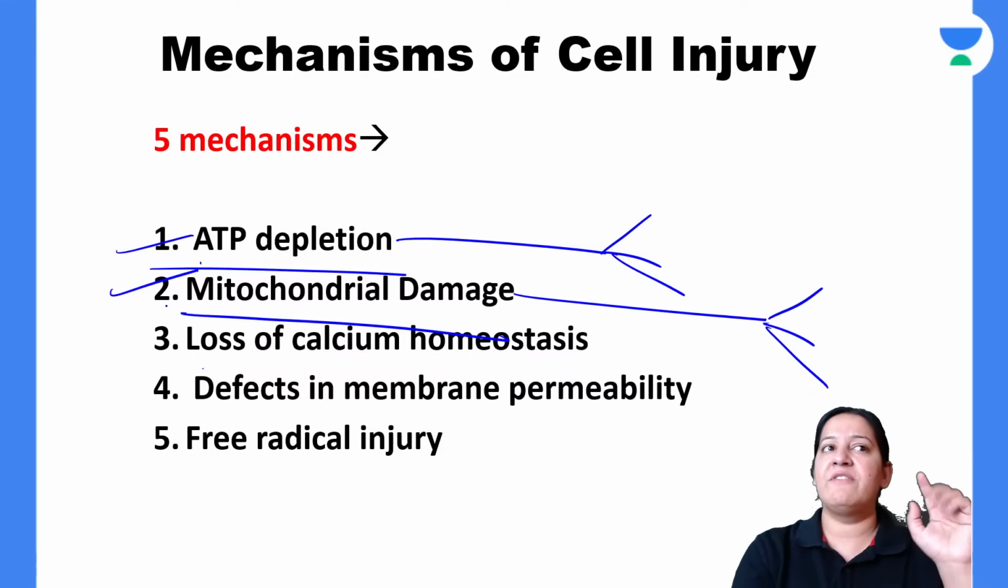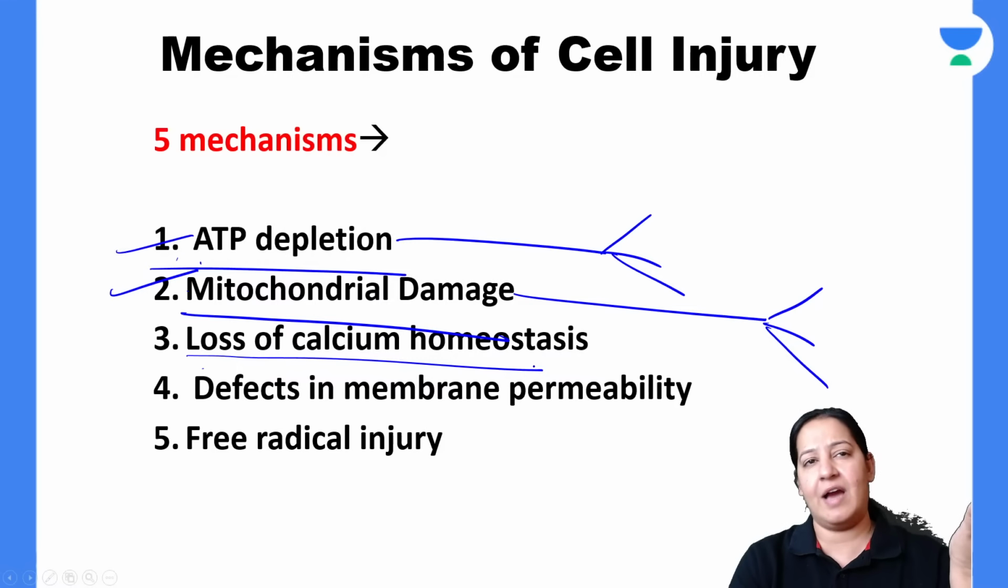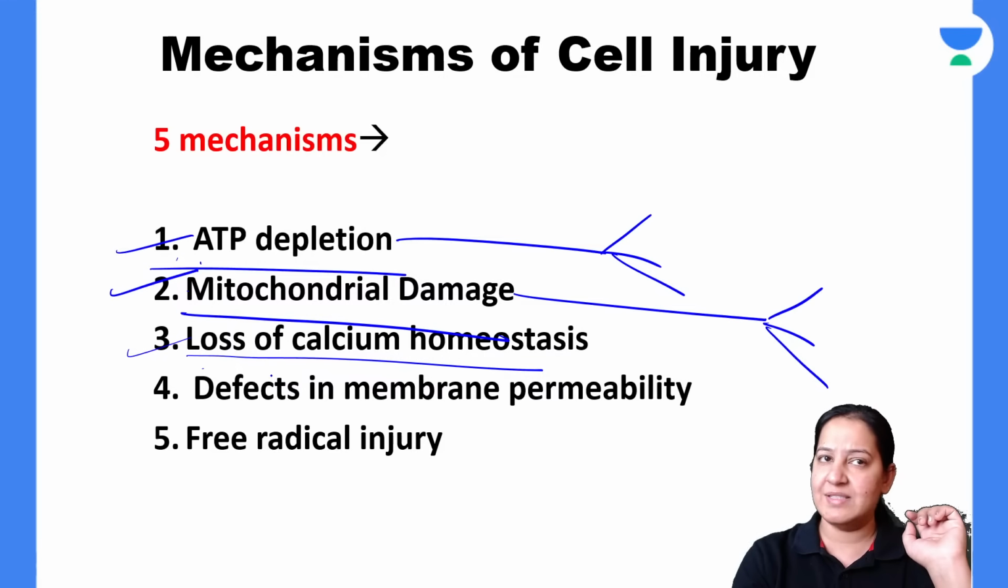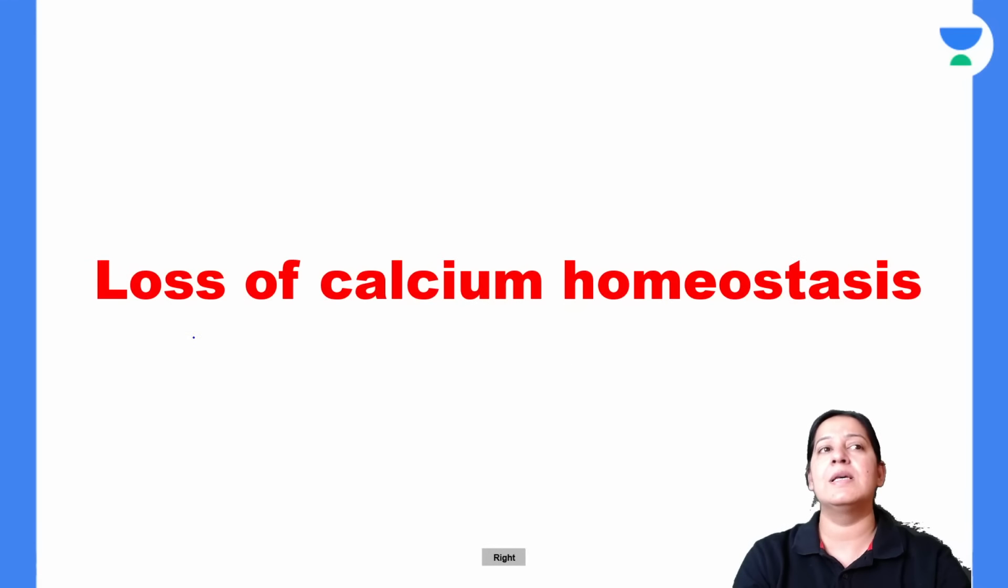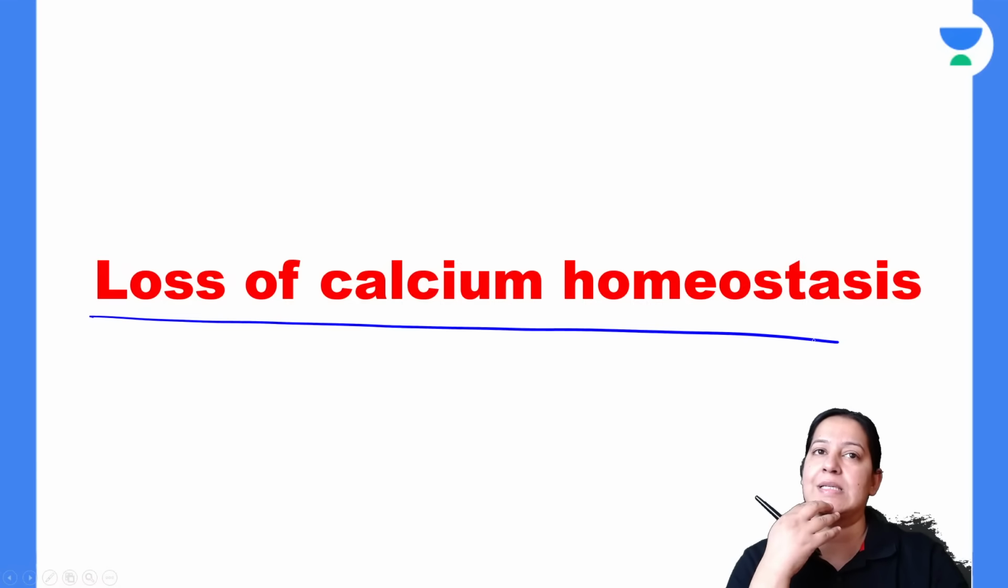So let me revise the first two mechanisms for you and then I will come to the third mechanism, that is loss of calcium homeostasis. Or do you want me to take the third also, and then we will revise the three together? Okay, I'm taking the third also. Loss of calcium homeostasis, the third mechanism of cell injury. What do you mean by that?